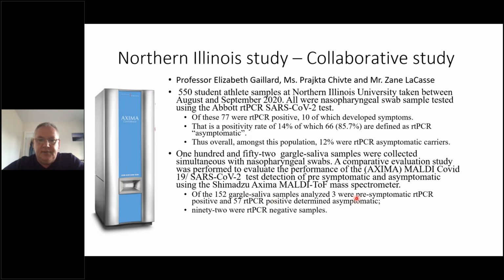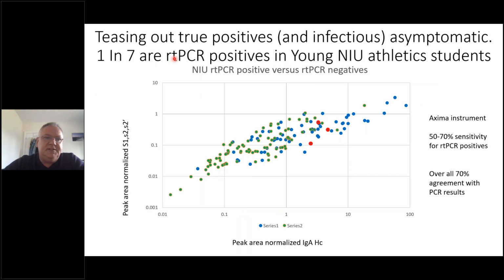Of those 152, three were pre-symptomatic, so that was our absolute control group in that we had to detect those at least. And then there were 57 RT-PCR positives, but they remained asymptomatic. They didn't develop any kind of symptoms. And then there were 92 RT-PCR negatives. Now, this is not a perfect yes-no situation. Please don't say RT-PCR is a perfect gold standard, but it is the best we have, the very best we have. We started to try and tease out the true positive and infectious asymptomatics from amongst that cohort by looking at the spectra.